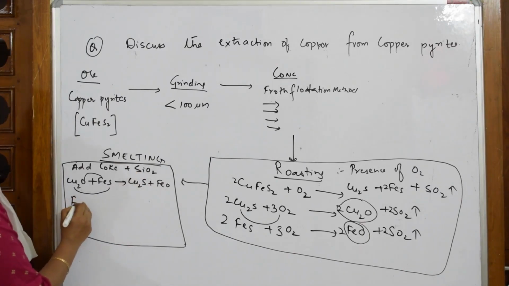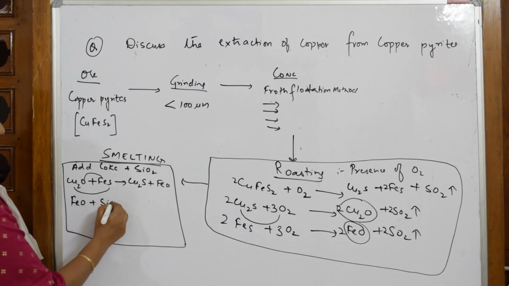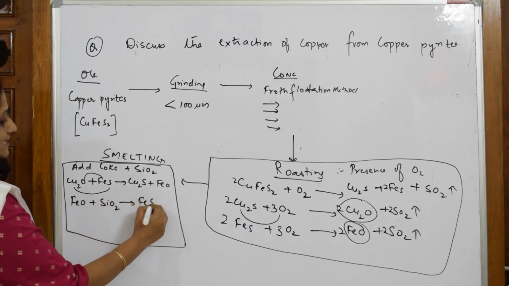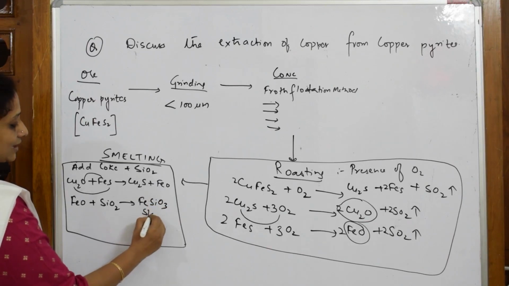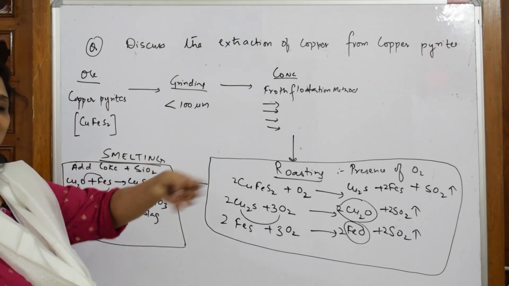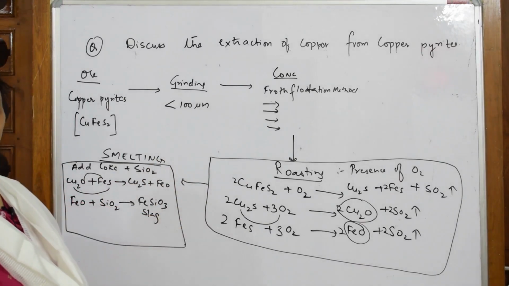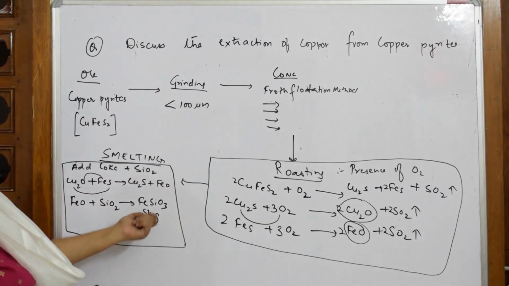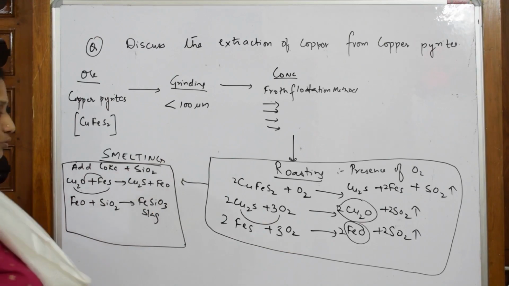Yes, so let us write this reaction first. FeO plus SiO2 gives me FeSiO3. This is your slag. That is the reason we use iron oxide here, that it comes out as a slag so that I can easily wash it off from that particular metallurgical tank, right? So slag can be easily removed.